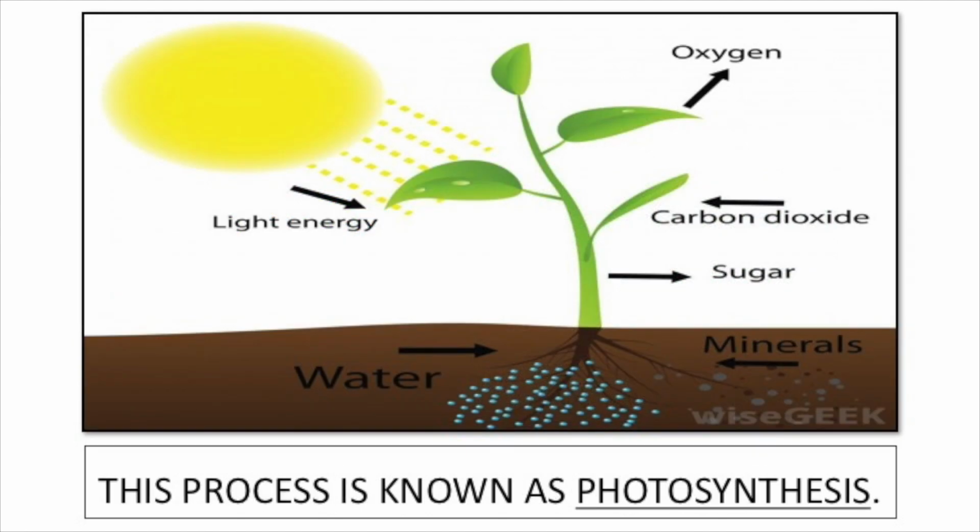This process is known as photosynthesis. Photosynthesis. Yes, very long word. Photosynthesis is the process of plants producing food. And here's a good diagram.